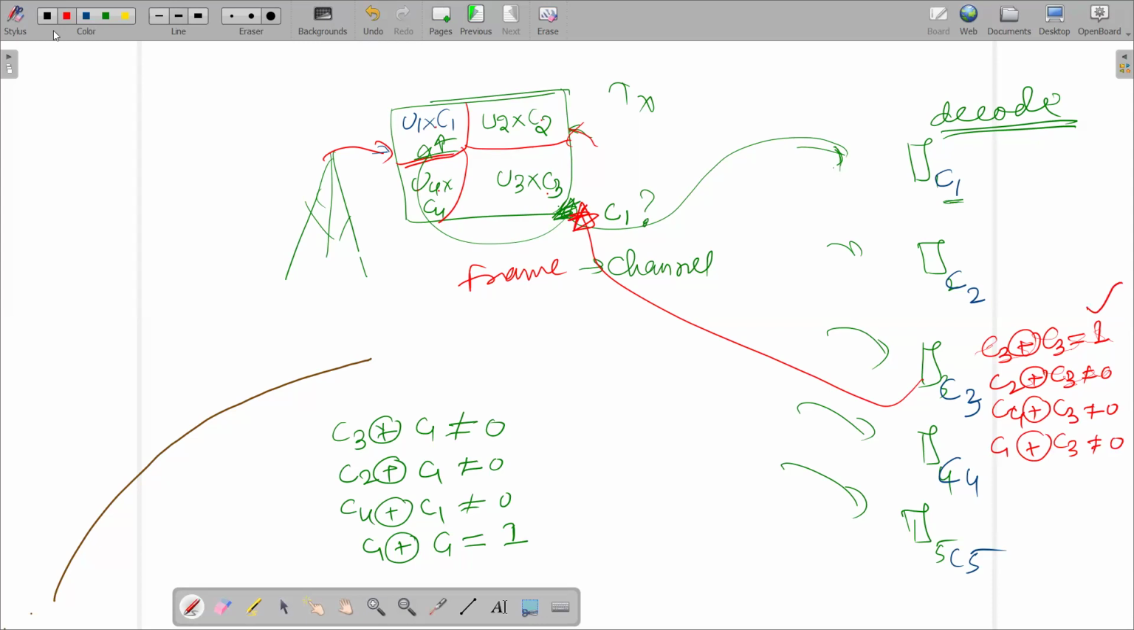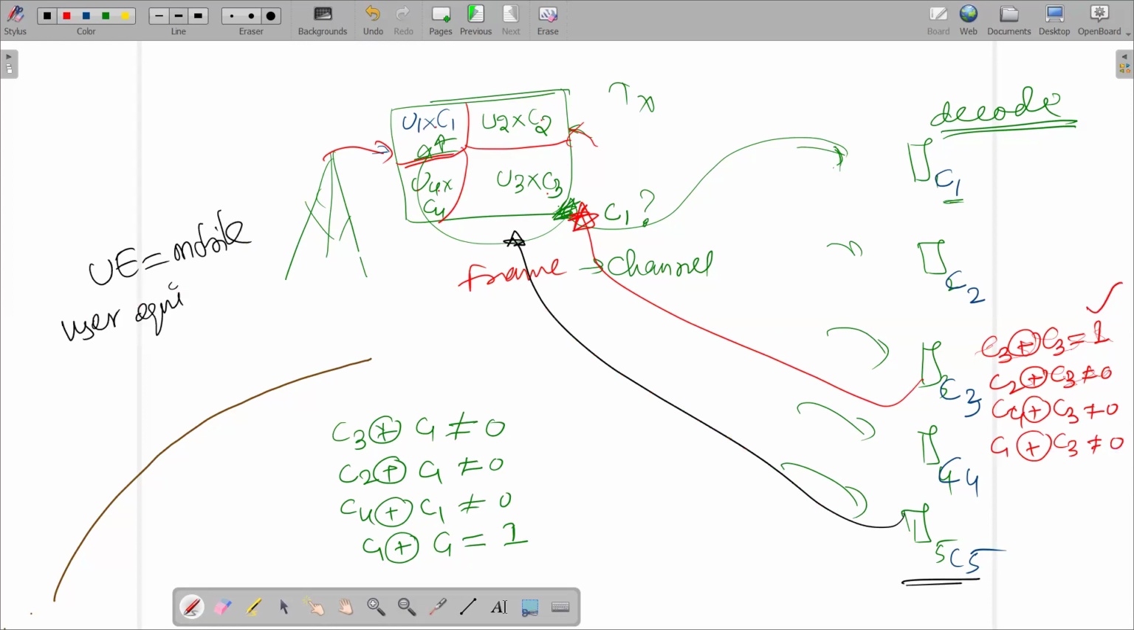Now let us take a special case where this mobile is also a UE. UE means user equipment. Got my point? It is the same theory, they just transformed to 4G and 5G.